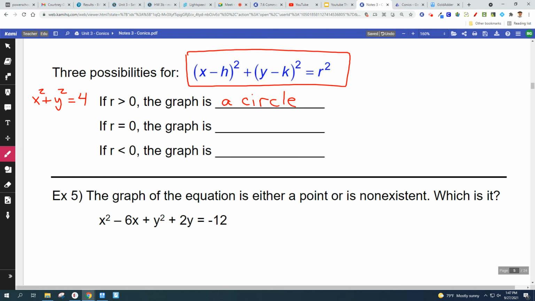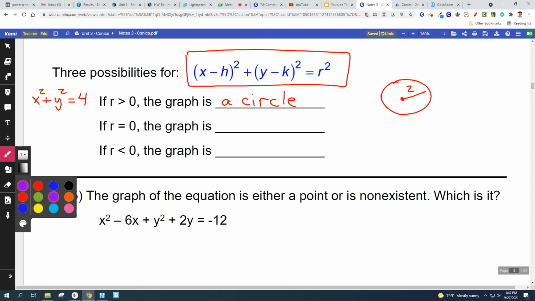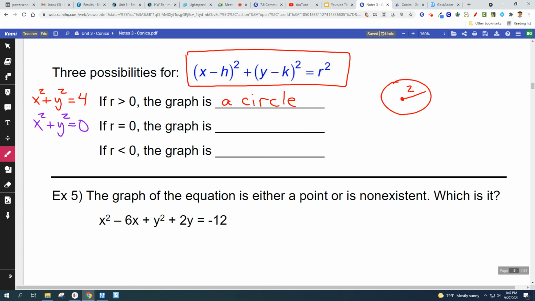But if r is something else, something strange occurs. Right now, we've got a circle with radius 2, and that's fine. Nothing wrong with that. Nothing weird about that at all. But if r equals 0, then this graph is no longer a circle.